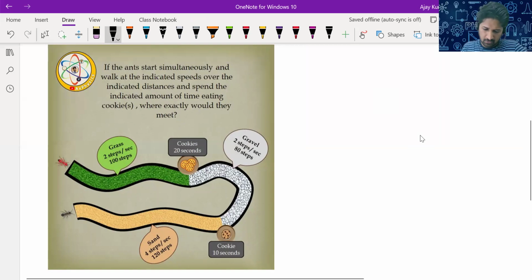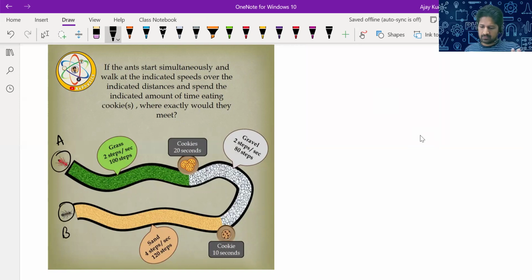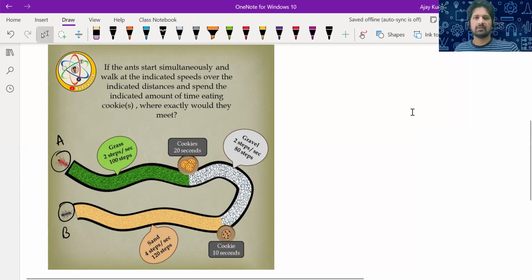So as you can see, there are two ants here. You can call them A and B. So basically, they start walking along this path. If the ants start simultaneously and walk at the indicated speeds, now they have a particular speed of walking in grass, particular speed of walking in sand, gravel, and all. And in between, these cookies are given. Whenever the ant reaches there, it spends that much time eating those cookies, you can imagine. And then it moves forward. Fine. So, where exactly would they meet and at what time is what you need to find out. Okay. Try this.